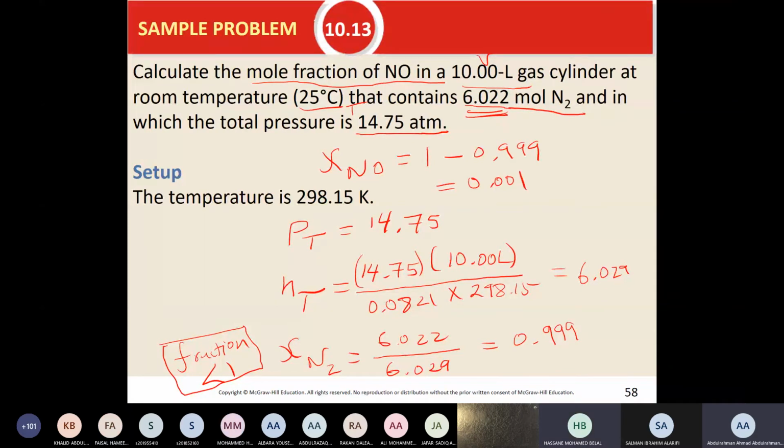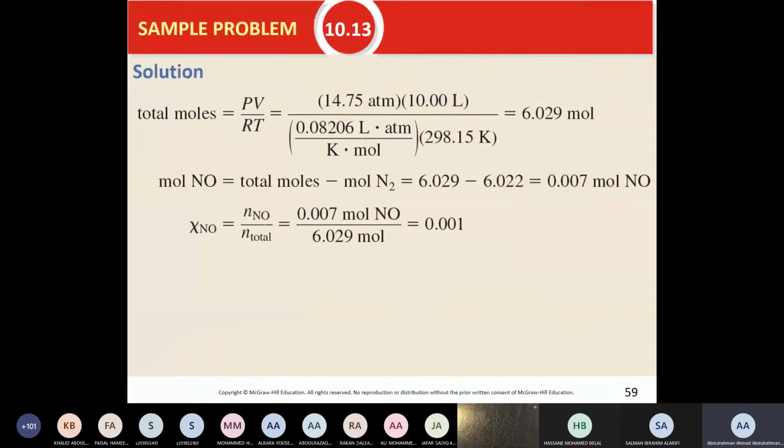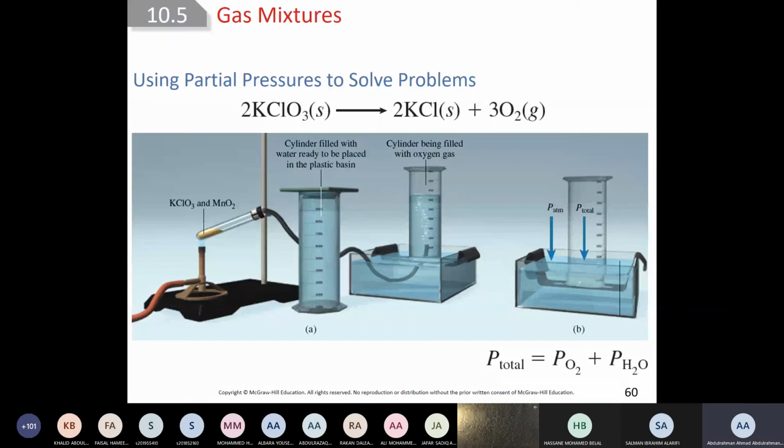0.001. Exactly. So we can find the mole fraction of anything like this. Is this clear? I hope so. Good.